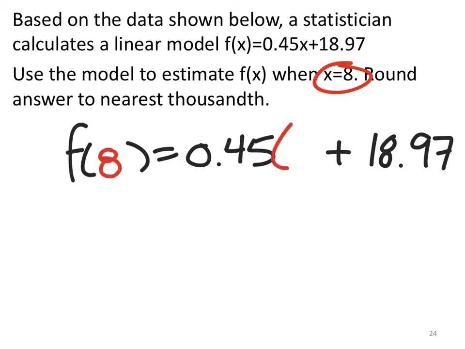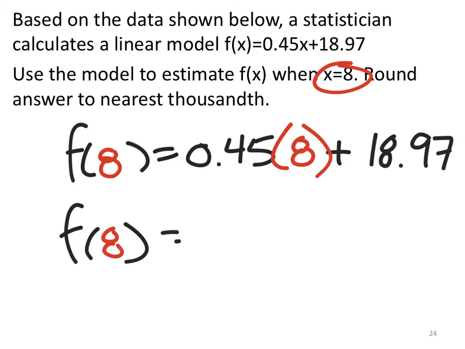So it's f of 8 now, and I replace the x value with 8. So we still end up with f of 8, whatever it is. And from here, I'm just going to go to the calculator, you guys. I don't really need to worry about doing it in my head, right? So I get 0.45 times 8, and I just put times 8. I didn't put in parentheses, but you could.